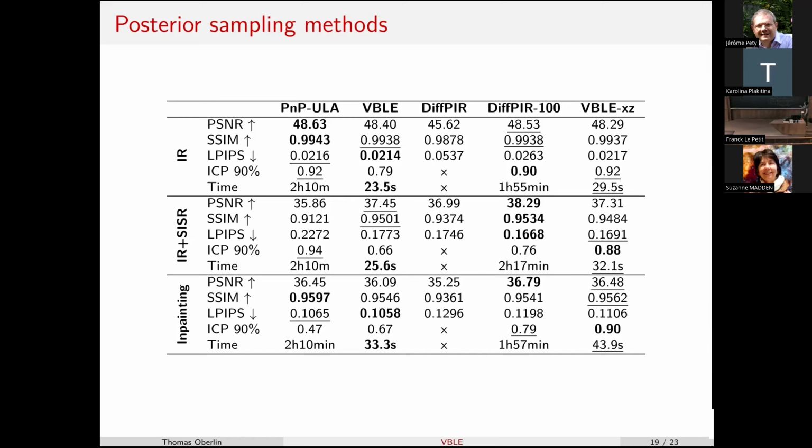Okay, and the differences with VBLE-Z. In this method, we only model the uncertainty in the latent space. And you see that the ICPs are really worse than here. The image quality is okay. It's even sometimes better than here, but the uncertainty is really less captured, let's say.